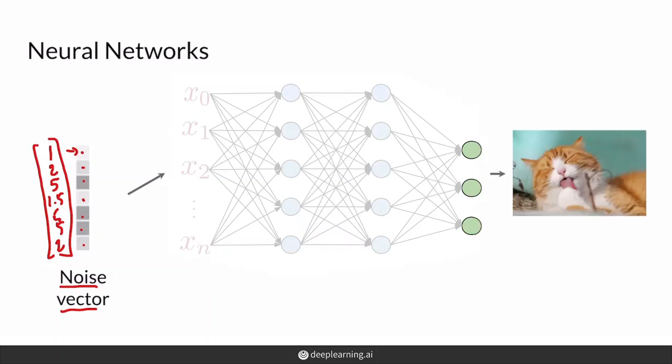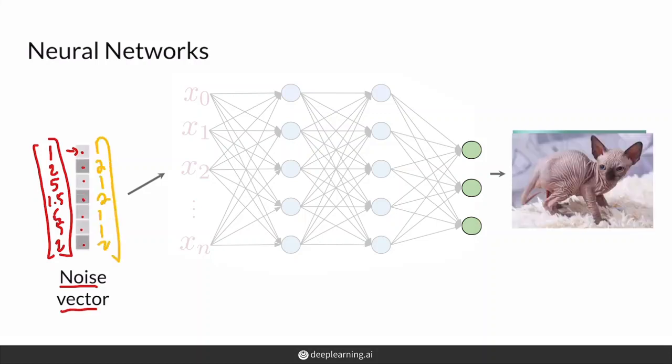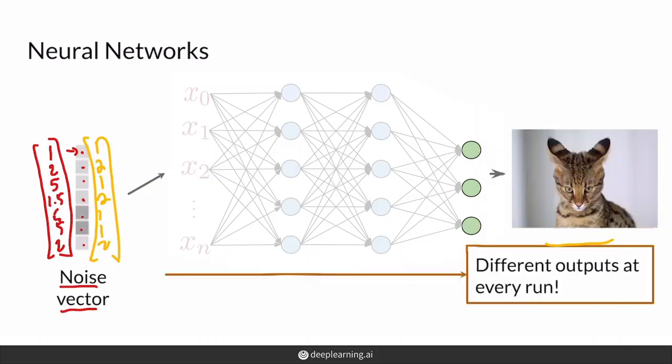So here, instead of different classes, its output will actually be an image. And so you can imagine maybe this image has 3 million pixels. So you can imagine those being 3 million nodes at the end there that do not necessarily represent classes, but each pixel's value. And in another run, it can generate this Sphinx cat, and maybe in a final run, this Savannah cat.